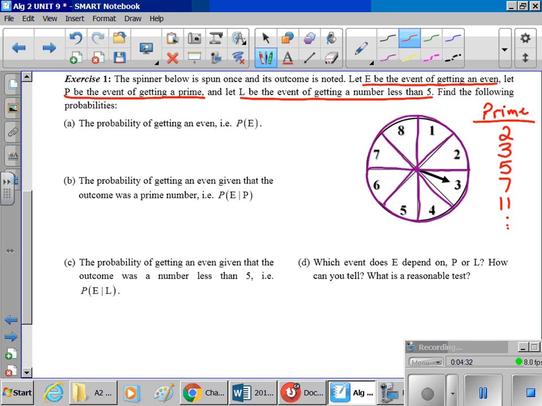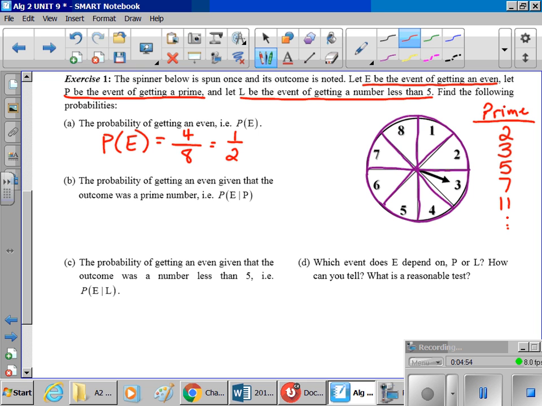So the probability of getting an even number: how many even numbers are there? 1, 2, 3, 4 of them, over 8. And again, you can reduce it. You don't have to. 1/2.